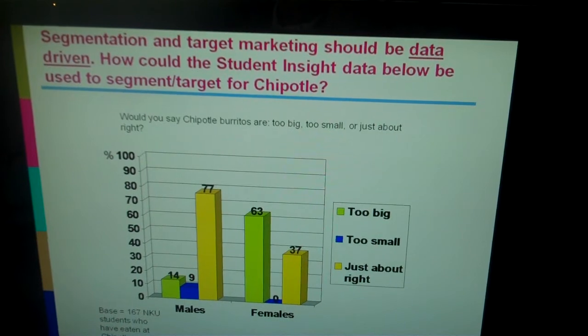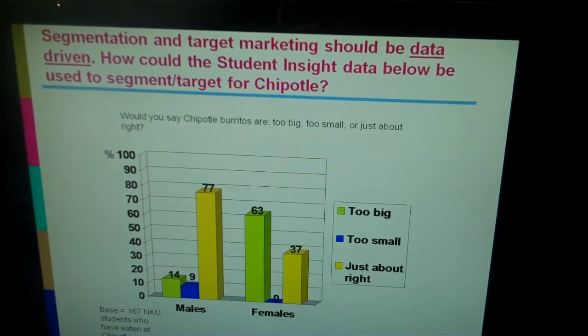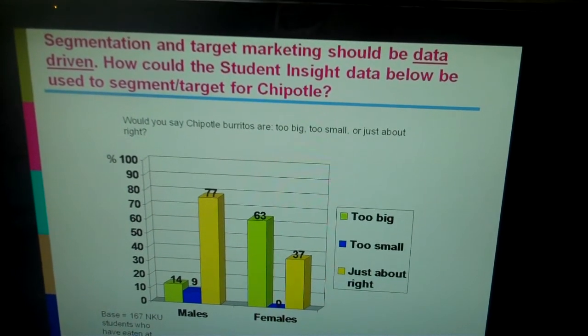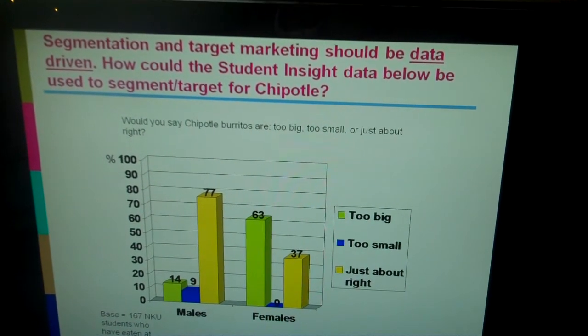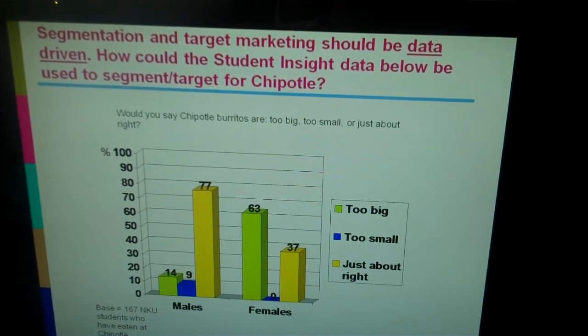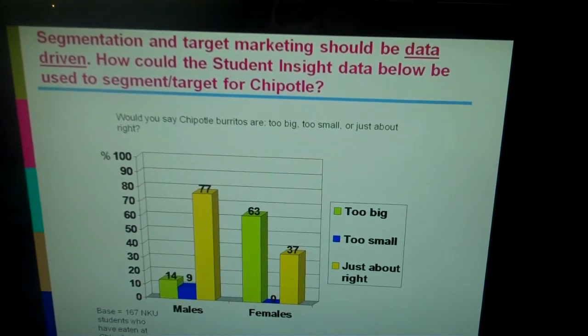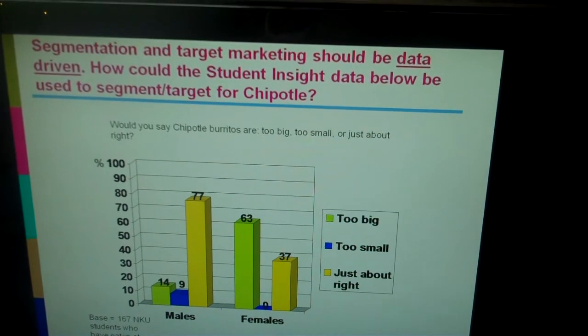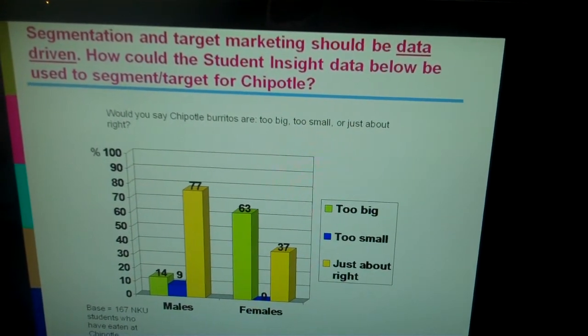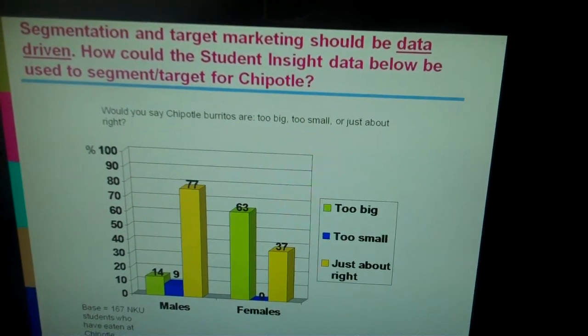So I would throw that back to you all and say, think about how, if this data were representative on a national level, because Chipotle obviously wouldn't just want to use data from NKU students, if this data were national and representative, how might they use it to modify their existing product line? Are there things that they might do with that data? That's just an example of what we do in market research.